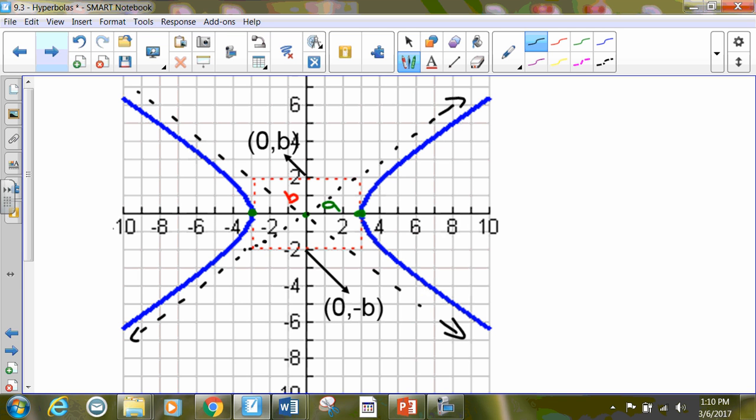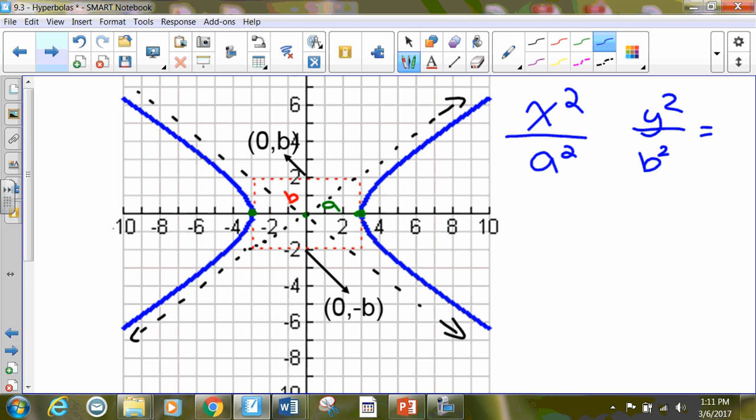We're going to have a corresponding formula for it. So we're going to have x squared. What do you think is going to go underneath x squared? A squared. We're also going to have a y squared. What do you think is going to go under the y squared? B squared. What do you think it's going to be equal to? 1. But the difference is there's a minus there.